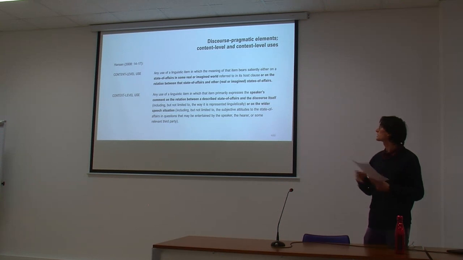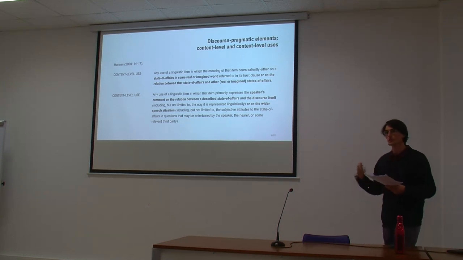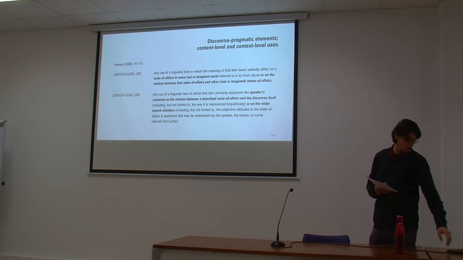By the first concept, we refer to any use of a linguistic item in which the meaning of that item refers to the state of affairs in some real or imagined world, or to the relationship between two different states of affairs. On the other hand, context level use refers to any use of a linguistic item which expresses the speaker's comment on the relation between a described state of affairs and the discourse itself, or the wider speech situation. This opposition will be used to categorize some of the examples in this talk.